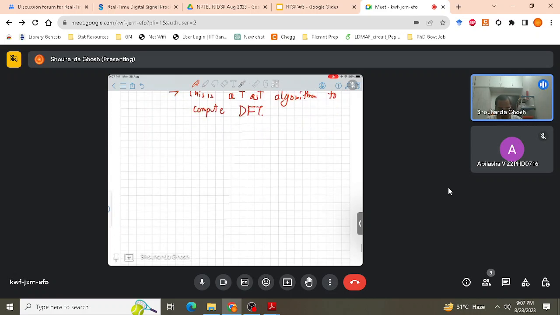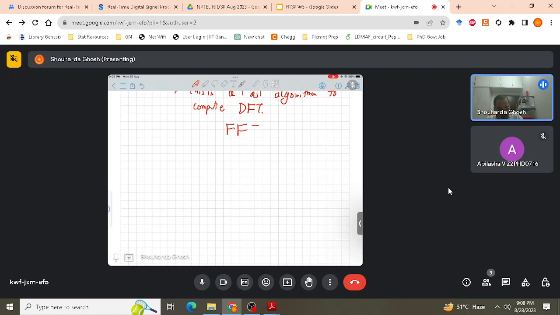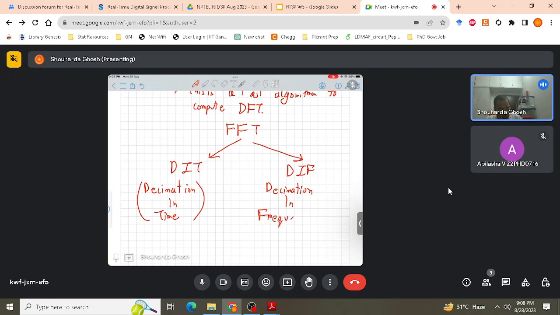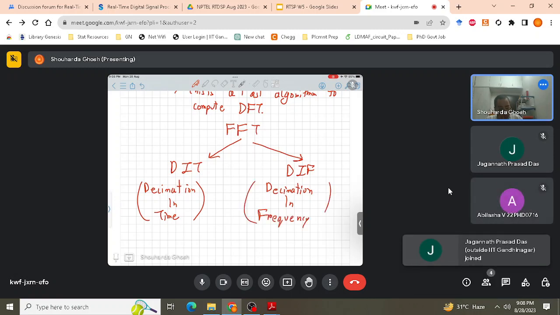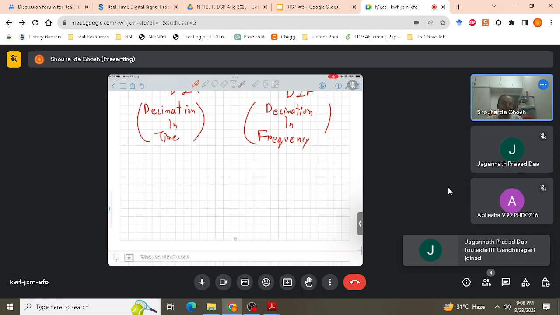So how does radix 2 FFT work? And radix 2 FFT also, these FFTs have two variants. One is the DIT, called decimation in time, then DIF, decimation in frequency. So what happens in decimation in time? Well, before I talk about decimation in time and decimation in frequency, let me actually tell you what decimation is.